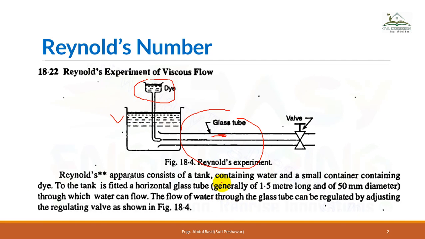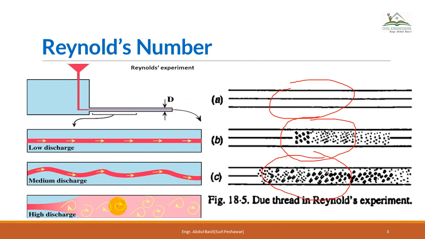Here are some specifications given as well. The glass tube is 1.5 meters long and 50 millimeters in diameter. The flow of water through the glass tube can be gradually adjusted by regulating the valves. Then these are the results, this is the colored form, and this is the picture that is given in your book.